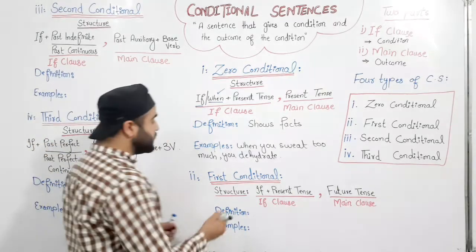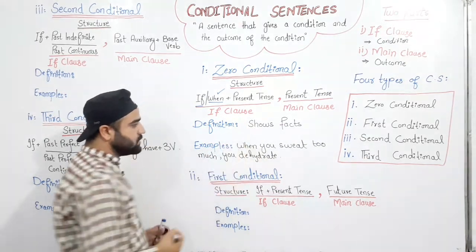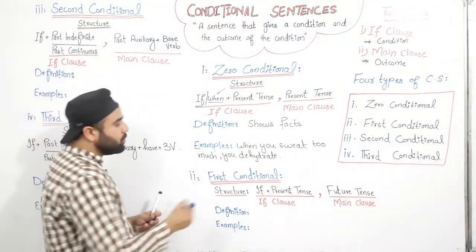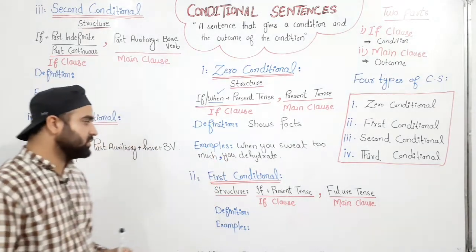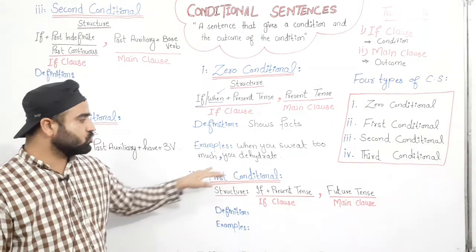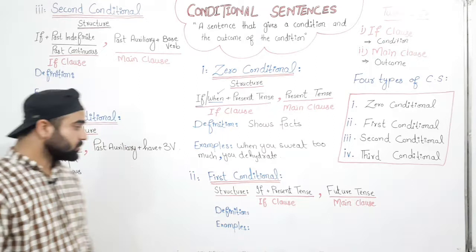Do remember that you have to use present indefinite tense in the if clause as well as in the main clause, and this comma is necessary, right? If you forget this comma, then your sentence is wrong. So when you sweat too much, you dehydrate is the example of zero conditional.